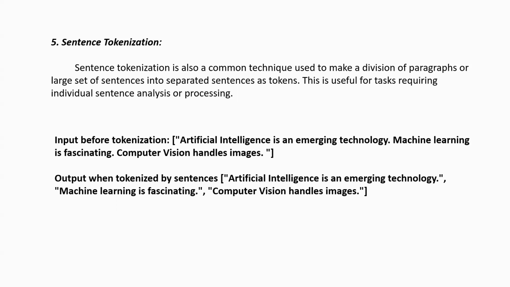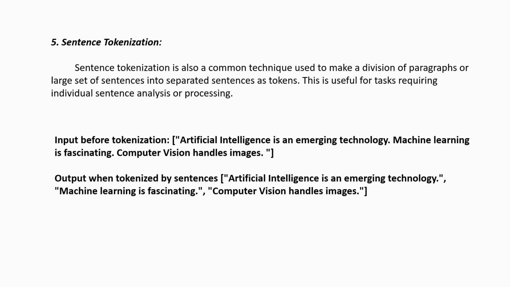For example, take: "Artificial intelligence is an empowering technology. Machine learning is fascinating. Computer vision handles images." The output divides the sentences wherever there is a full stop. It takes one sentence up to the full stop and declares it a full-length sentence. Then from the next start, "Machine learning is fascinating," full stop, and then "Computer vision handles images." That's how it divides the sentences.